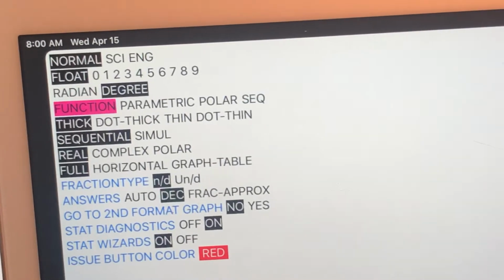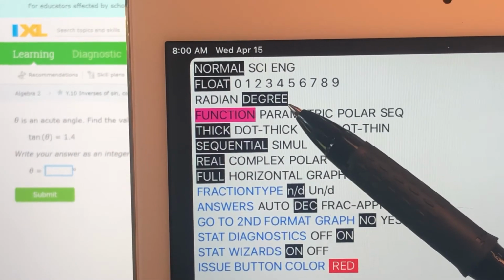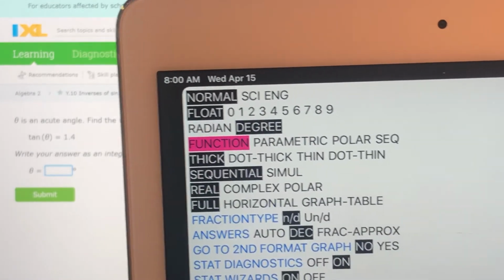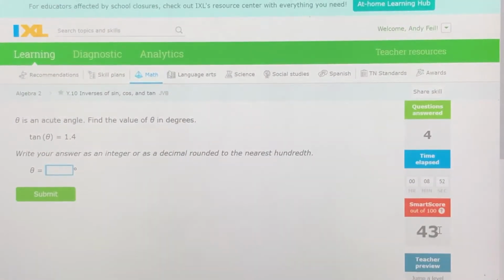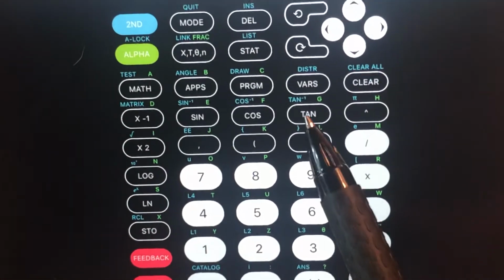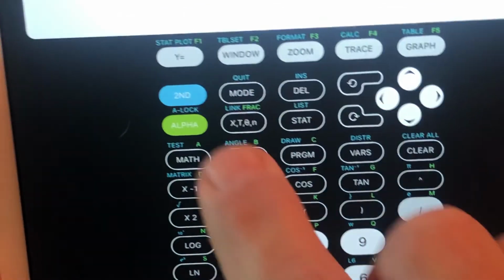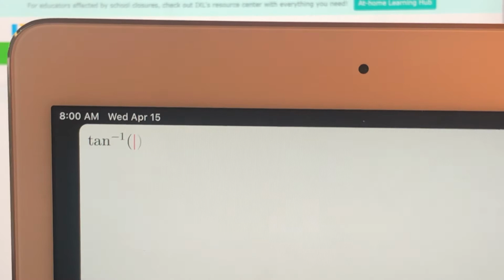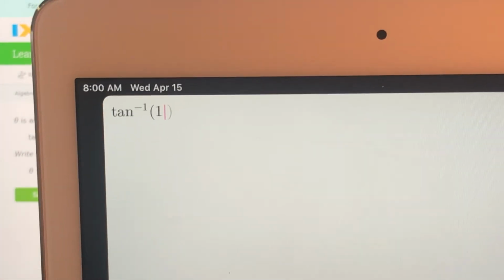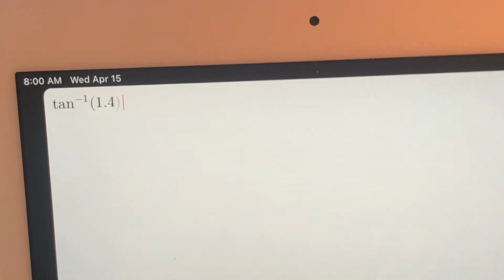So the first thing I'm going to do is hit the mode button on the calculator and check to see if I'm in degrees or not. And I am. If it wasn't in degrees, if it was in radians, I would change it to degrees. So just make sure you're in the correct mode before you start. In order to do this on the calculator, this is inverse tangent. We want to take the inverse tangent of 1.4. So I'm going to hit the second button and then the tangent button, and you'll see that that gives me the inverse tangent of, and I'm going to type in 1.4. Since I'm in degrees, it's going to give me the answer. Oops, there it is.